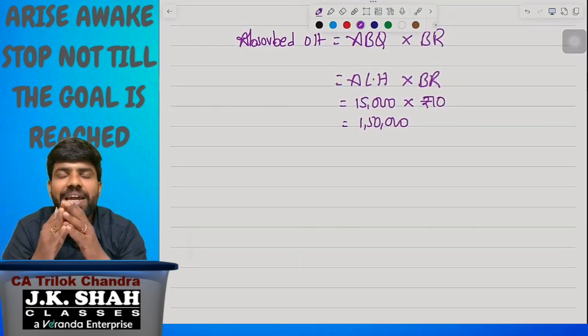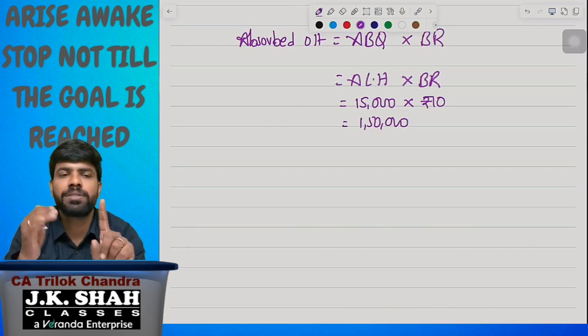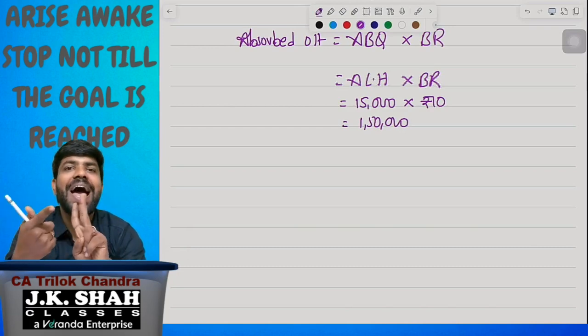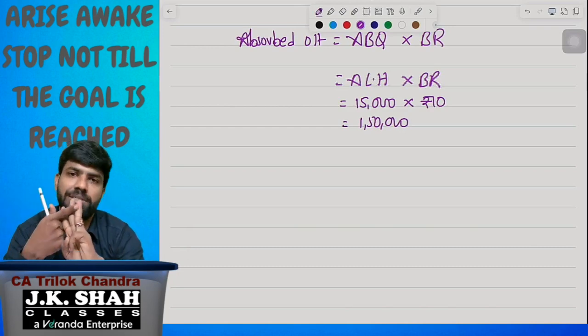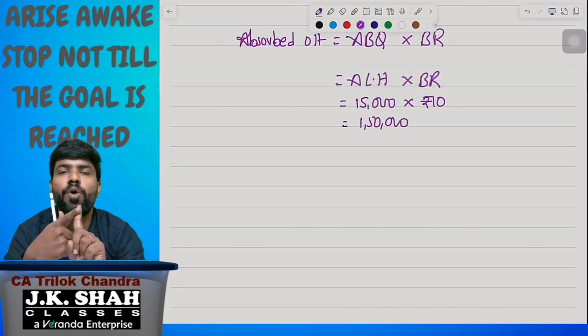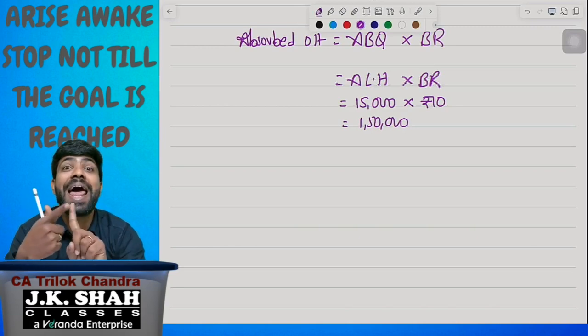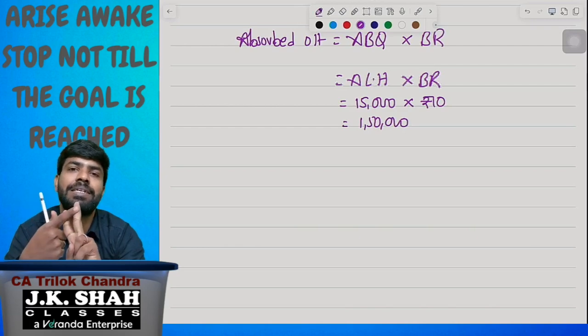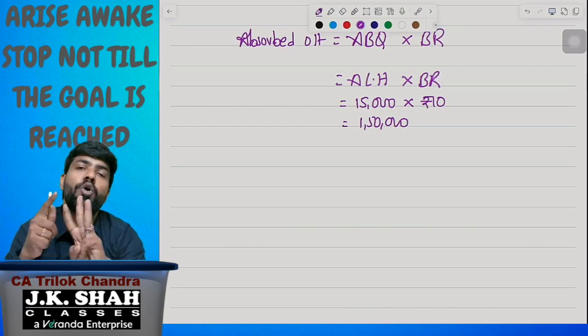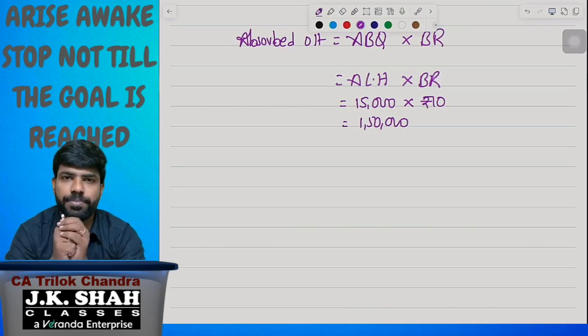So finally, there are three types of overheads: budgeted overheads, actual overheads, and absorbed overheads. Budgeted overheads is called the overheads planned. Actual overheads is called the overheads incurred. Absorbed overheads is also called the overheads accounted.